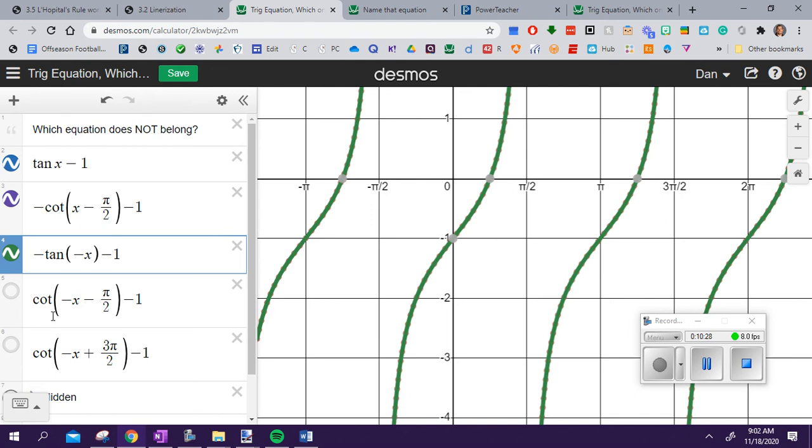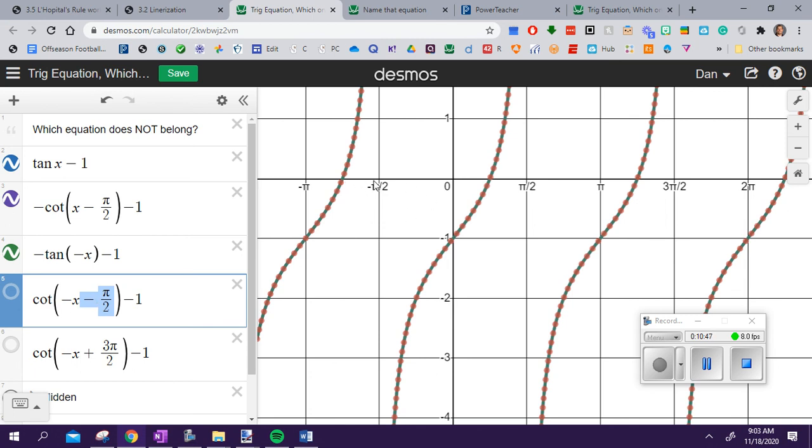The one that's correct. What do you think, Matthew? All right, so let's look at number 4 here. Cotangent negative x minus pi over 2. Which way is this minus pi over 2 going to move my graph? Move me left because it's minus and a negative. So I go left to pi over 2.